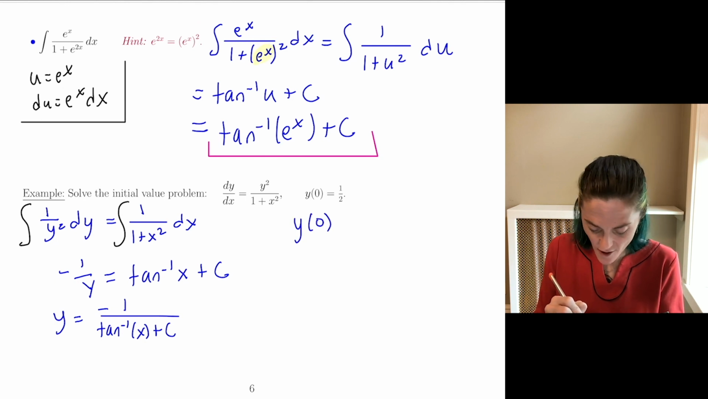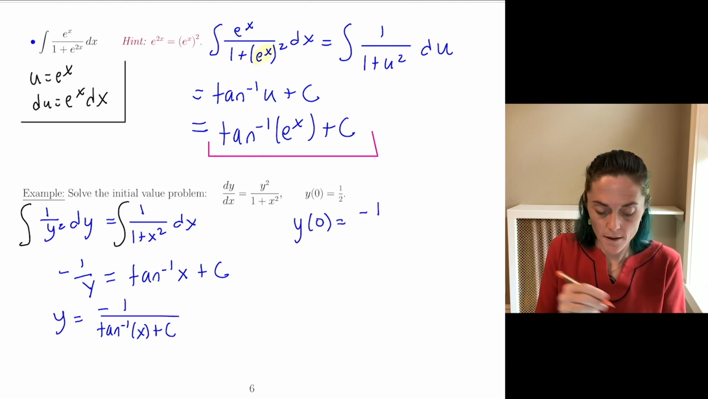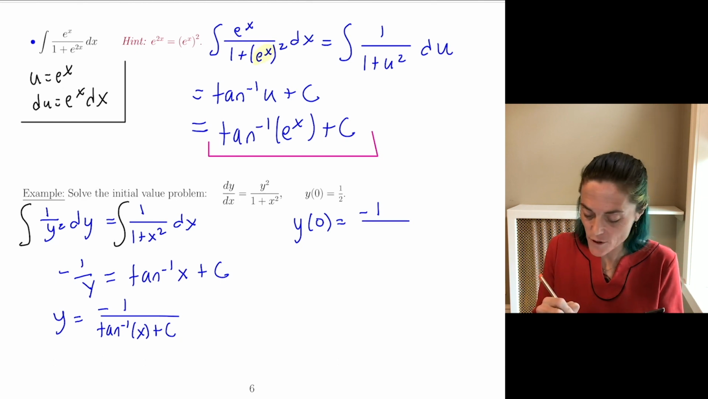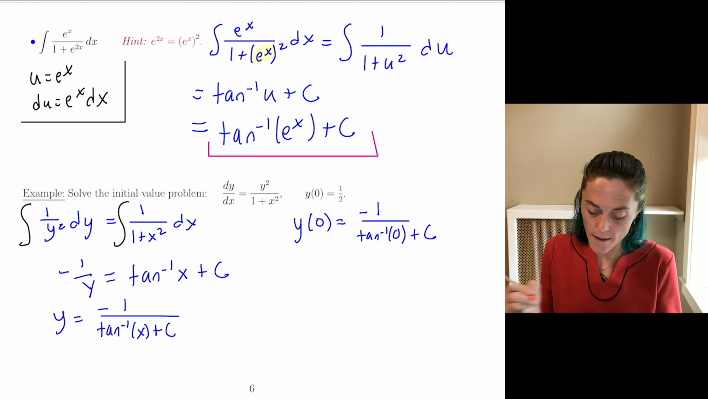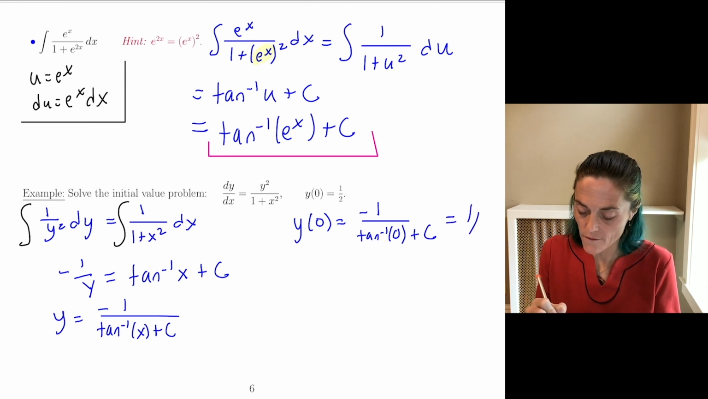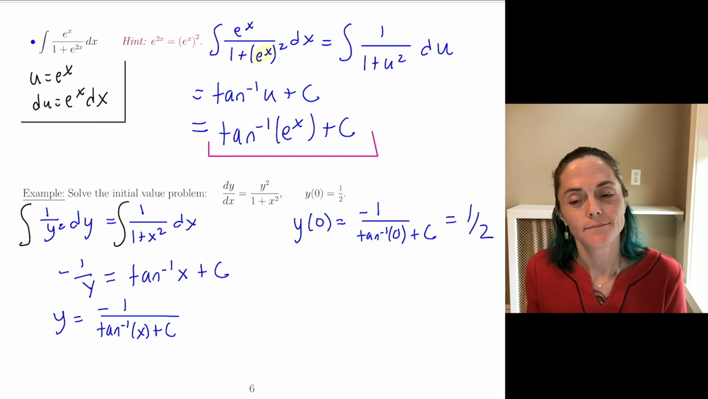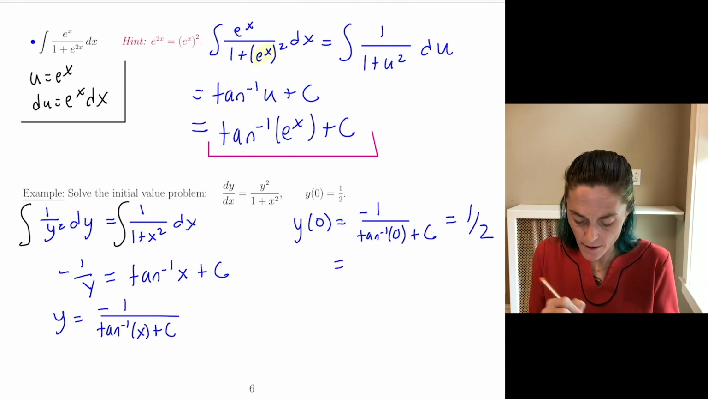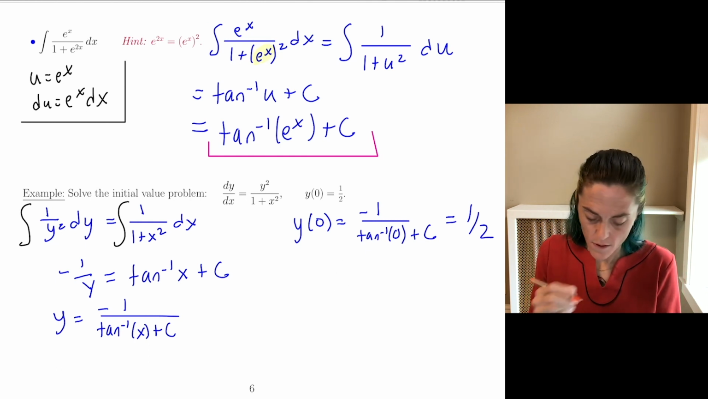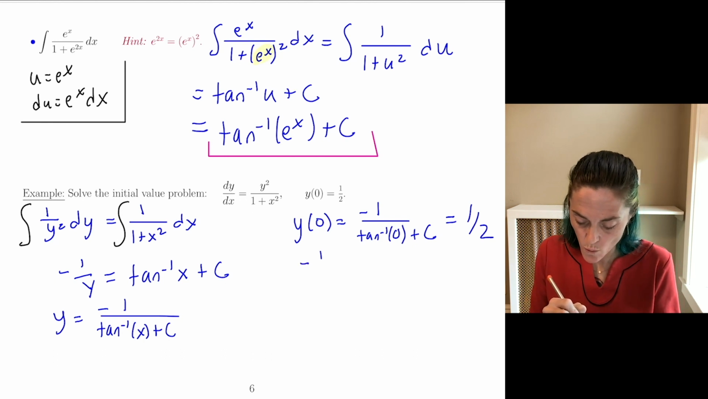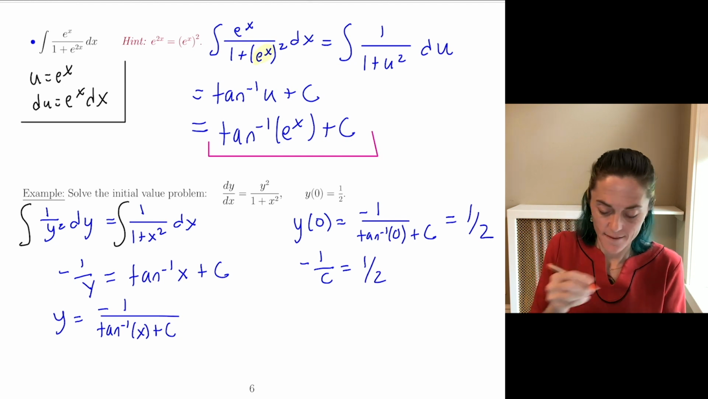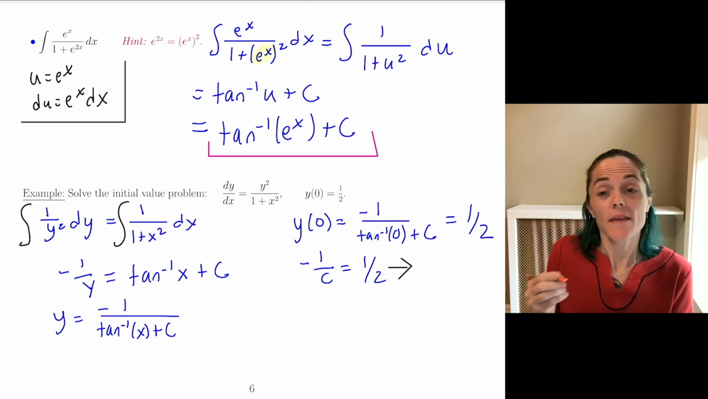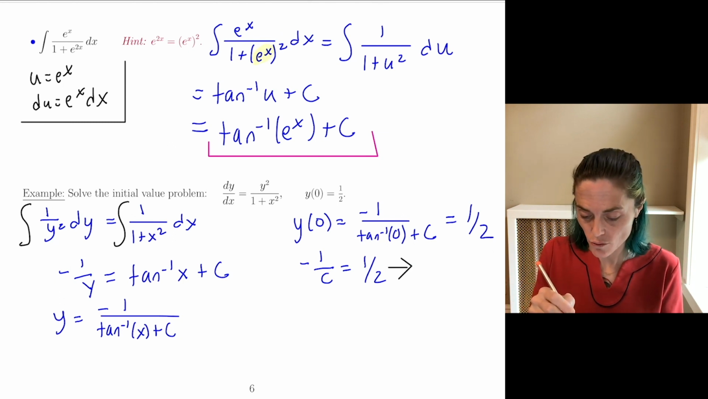I evaluate at 0, I get minus 1 over tan inverse of 0 plus c, and I want this to equal 1/2. Now, tan inverse of 0 is 0, so we can recopy. Minus 1 over c is 1/2. You see, this gives us that the constant is -2.